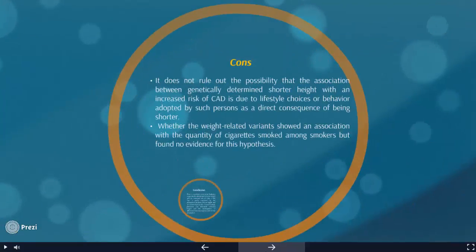It is thus not ruled out that the association between genetically determined height and an increased risk of CAD is due to lifestyle choices or behavior adopted by such persons as a direct consequence of being shorter. Variants related to height were tested for associations with the quantity of cigarettes smoked per month among smokers, but there was no evidence for this hypothesis.